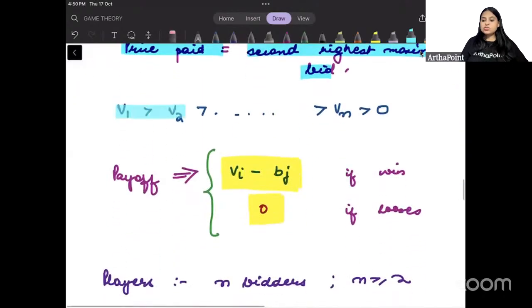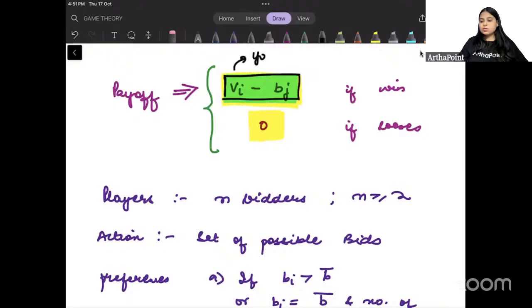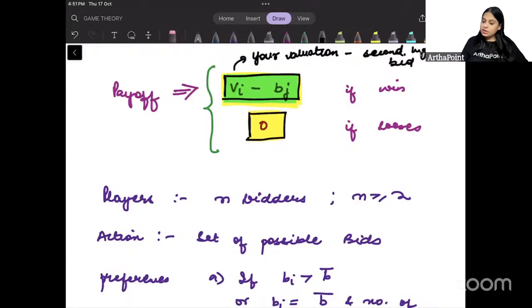The valuations are given to you in order from highest to lowest. If you win, your payoff, sorry, is Vi minus Bj. Your valuation minus the second highest bid. And if you lose, then it is simply 0, right?